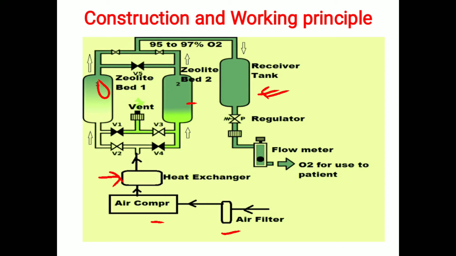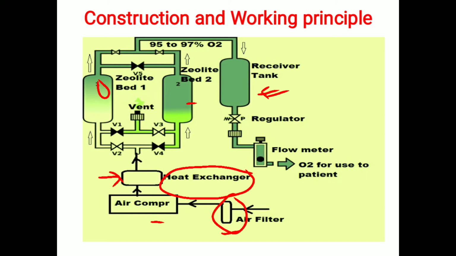When it sucks air from the atmosphere, this atmospheric air passes through this air filter, and this air filter filters the air. Then the filtered air enters into the air compressor, and this compresses the air and increases its pressure. When it compresses the air, the temperature also increases. So for decreasing the temperature of compressed air, this heat exchanger is fitted. The function of this heat exchanger is to reduce the temperature of compressed air.